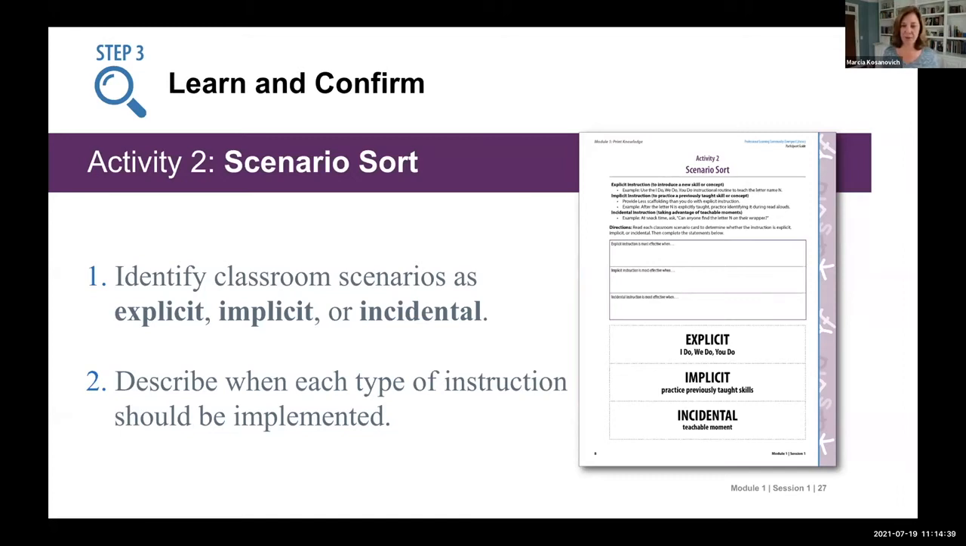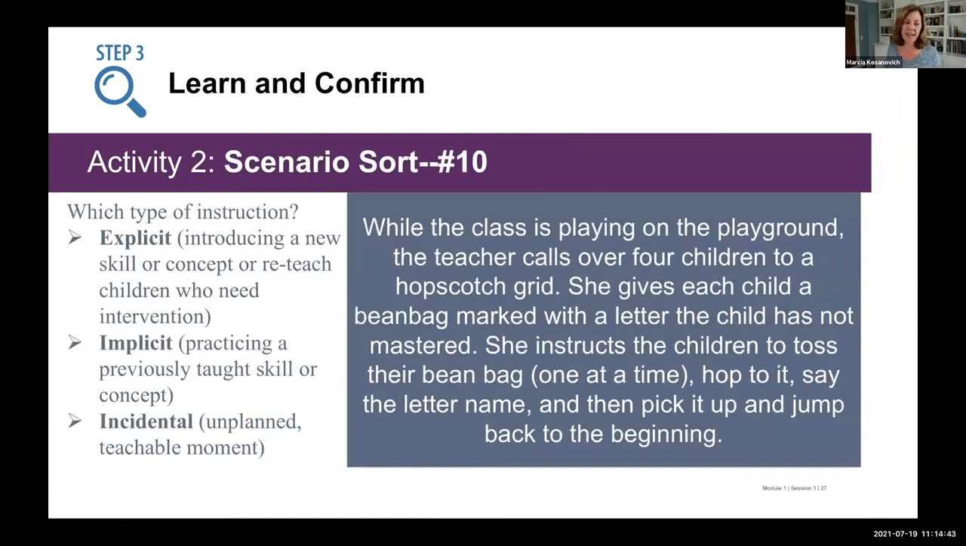All right, let's try one. Look at number 10. It's also on the slide right here in the gray box. Read the scenario and determine which type of instruction it depicts. So in the chat, type which type of instruction you think this scenario describes. I'll give you just a minute. Remember, explicit introduces a new skill or concept or reteaches children who need intervention. Implicit, you're practicing a previously taught skill, and incidental is an unplanned teachable moment.